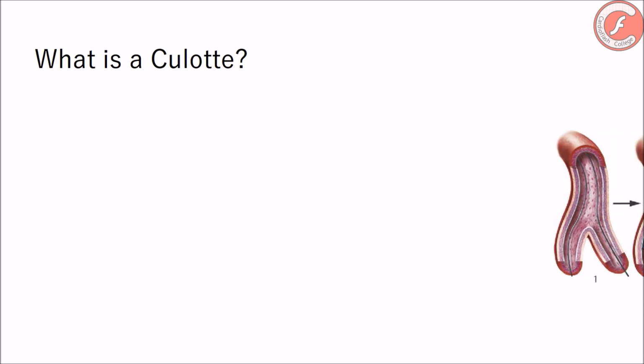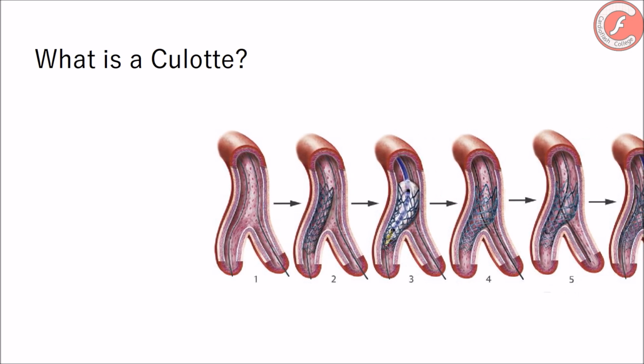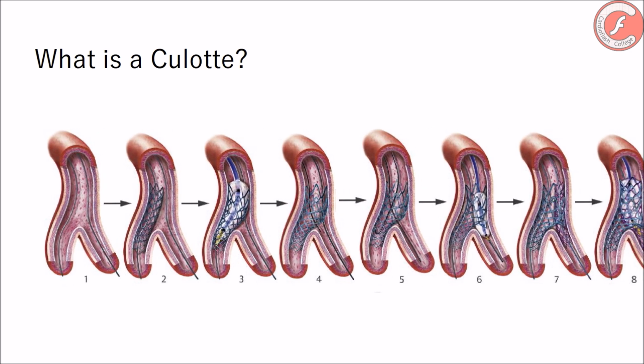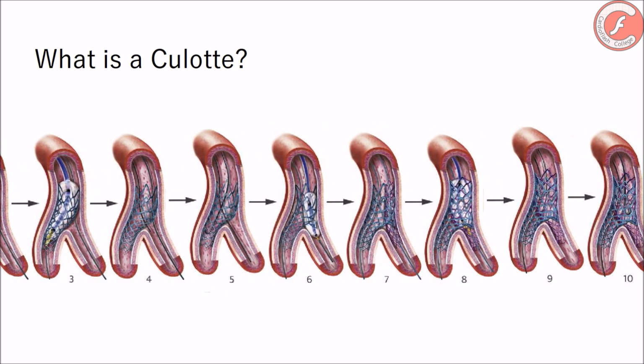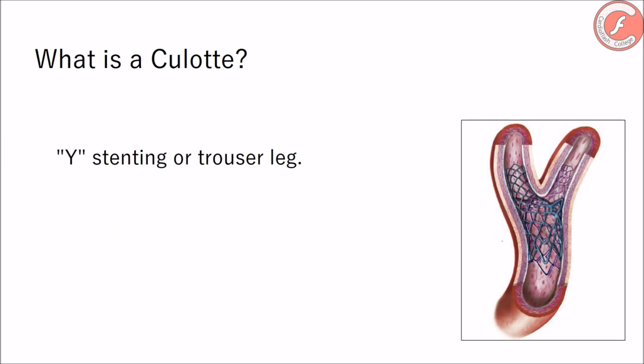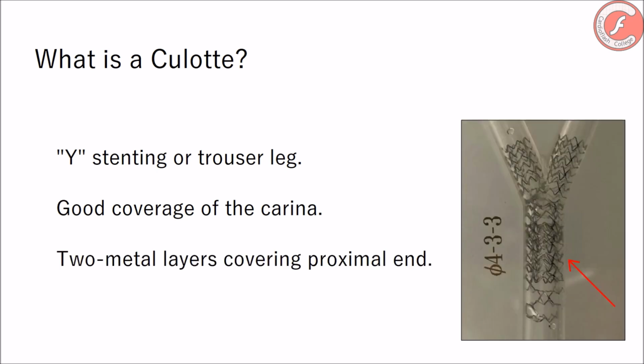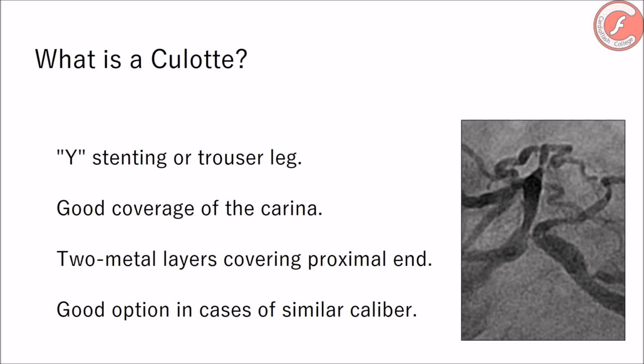A culotte is an angioplasty technique with two stents set in a Y shape and is frequently used for the treatment of complex coronary artery bifurcation lesions, for example, bifurcation lesions type 111 following Medina. Some of its features are the following. It is an ideal technique for Y-shaped bifurcations. It offers complete carina coverage. It presents two homogeneous layers of metal in the proximal segment. And it is an ideal technique when the main branch and the side branch present similar calibers.